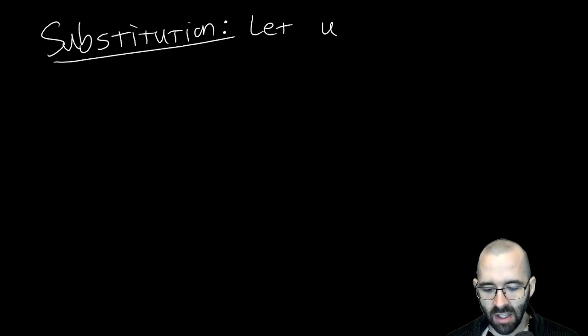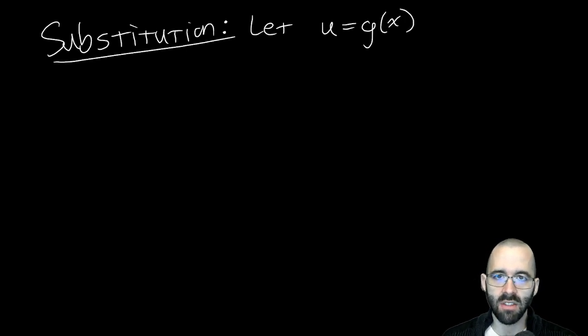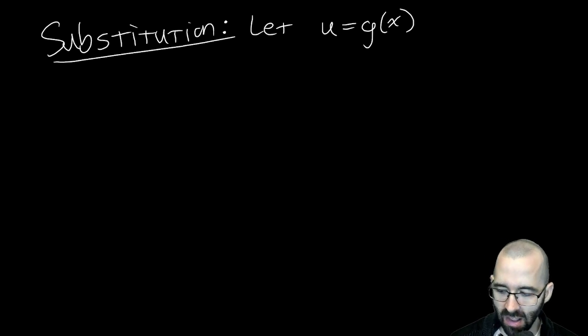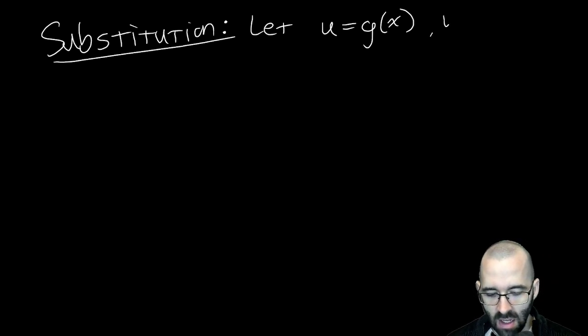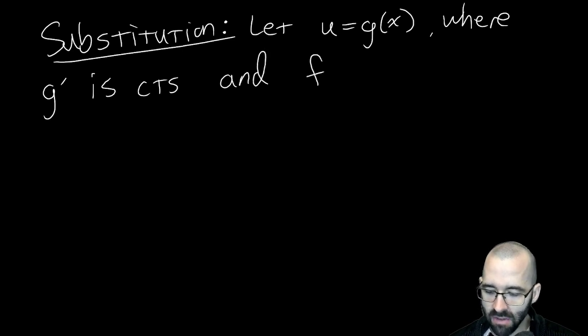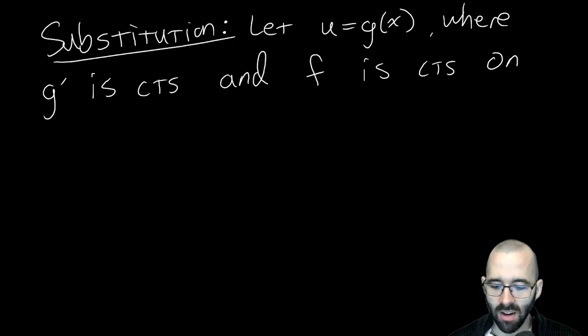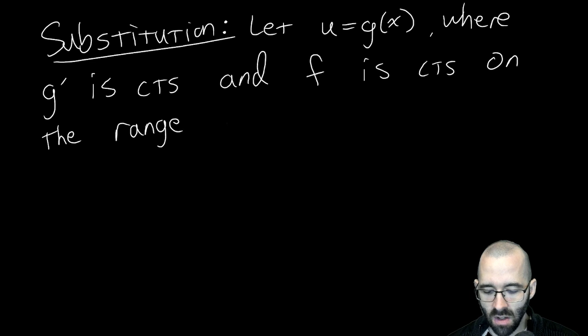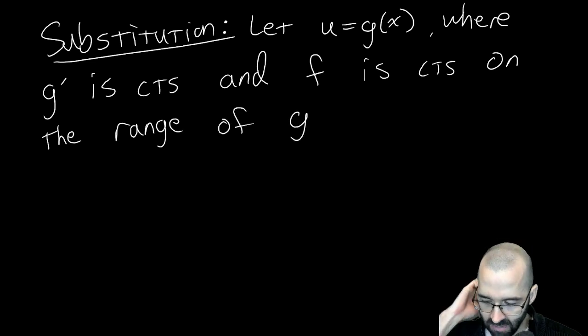So we're going to start by letting u be g of x. We always think of u as our inside function, f of g, where g is that inside one. So u is going to be that inside function. And here we're going to require that g prime is continuous. And we're going to require that f, our outside function, is also continuous, not everywhere, but it has to be continuous on the range of g.